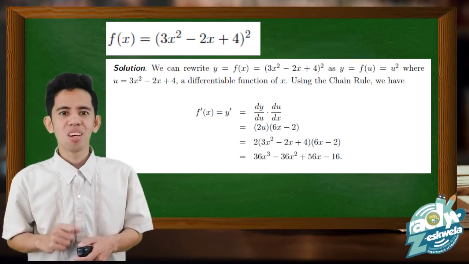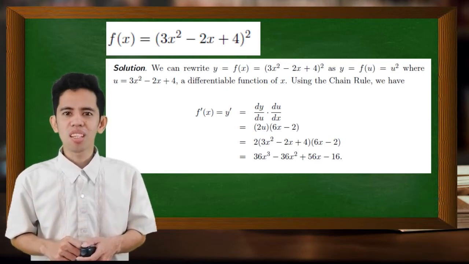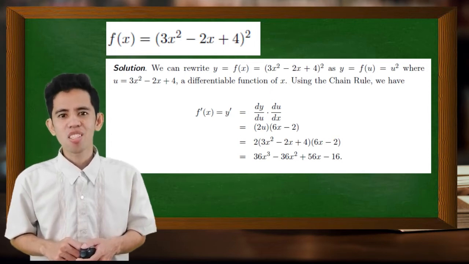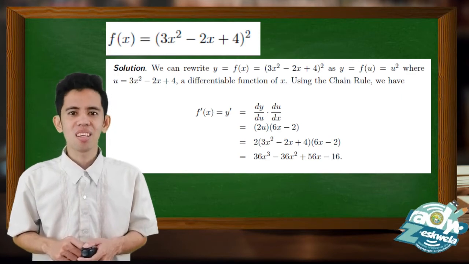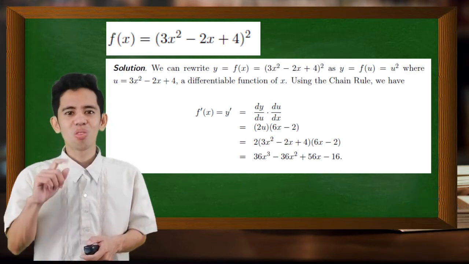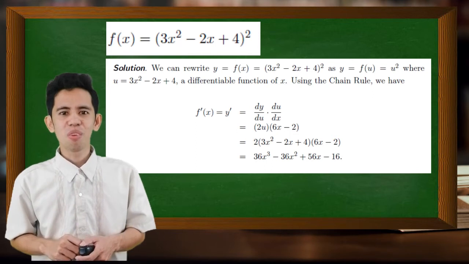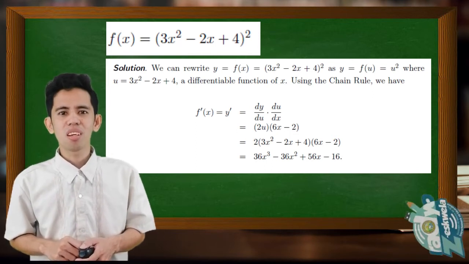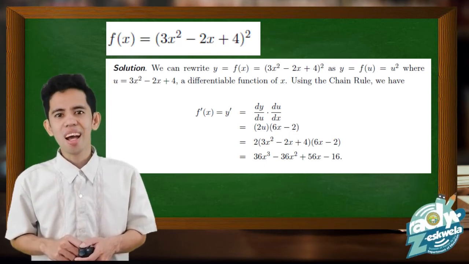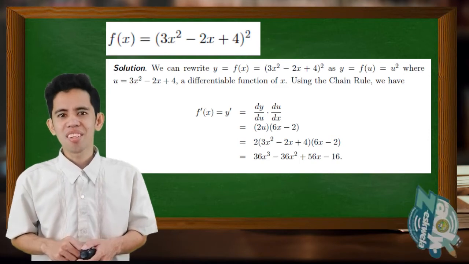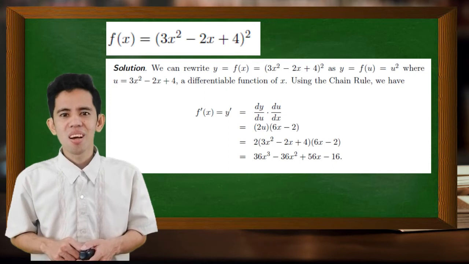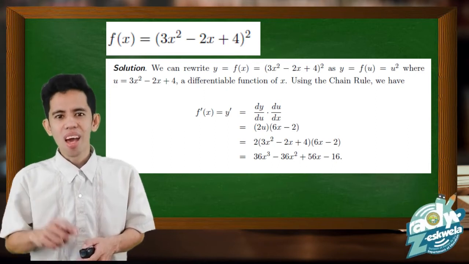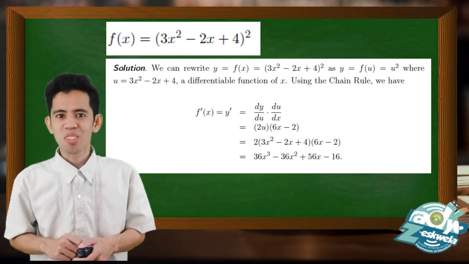We have 2 times quantity 3x squared minus 2x plus 4 times quantity 6x minus 2. Simplify, we come up with 36x cubed minus 36x squared plus 56x minus 16. And that will be the answer.